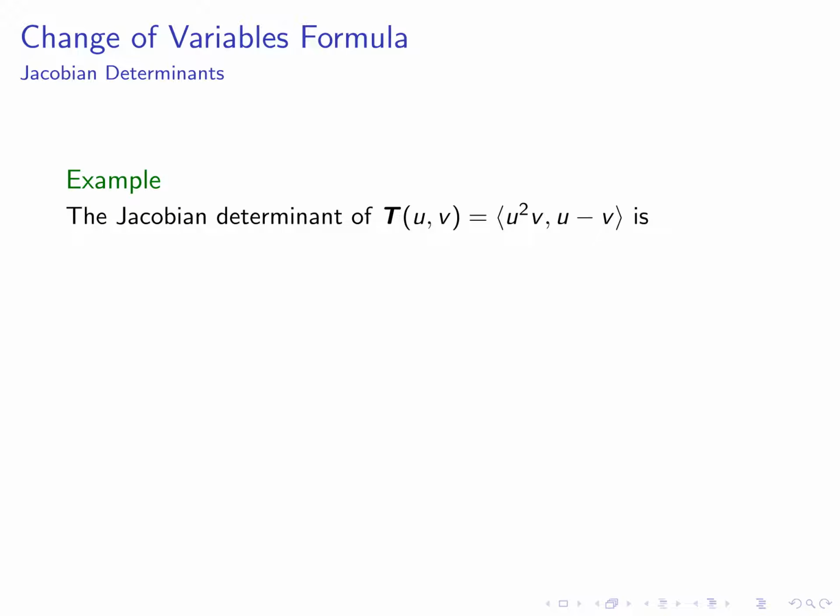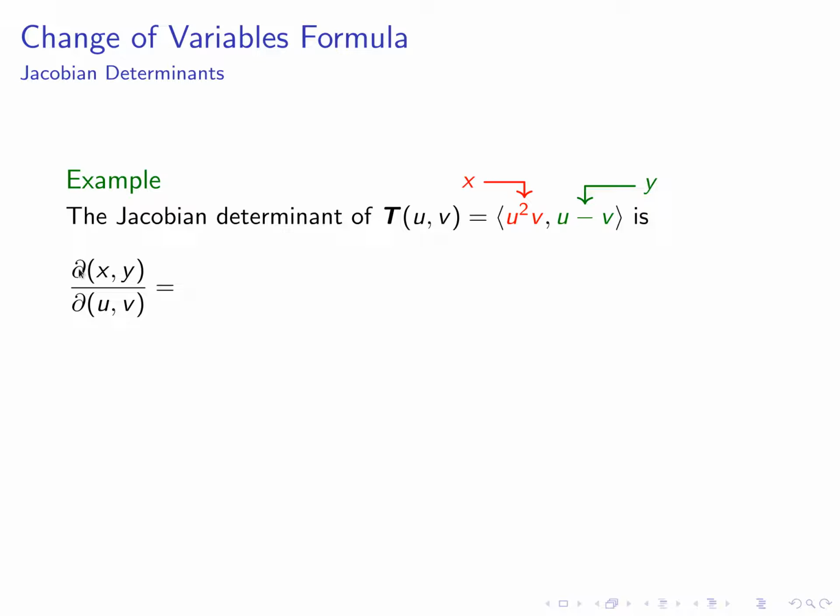So let's just look at an example of taking a Jacobian determinant. Here we're introducing a change of variables function. This is T of (u, v) equals the vector in R2, where the first coordinate is u squared times v, and the second coordinate is u minus v. Well, here what we're doing is we're saying that the first coordinate, u squared times v, should be set equal to x, and the second coordinate, u minus v, is what we're setting equal to y. Well, what is the Jacobian determinant?